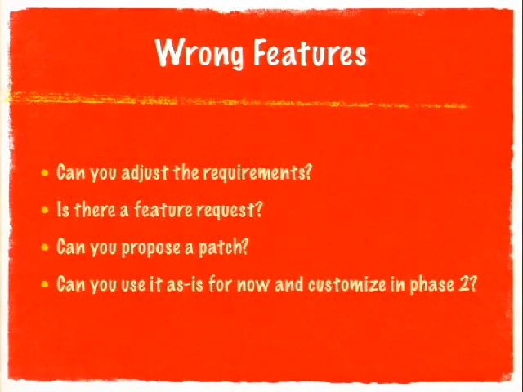Different kind of problem. What if it's got the wrong features? I found a module. It looks pretty good. It does most of what I want it to do, but I've got this requirement that it needs to do this, and this module just won't do that. So what do we do about that?